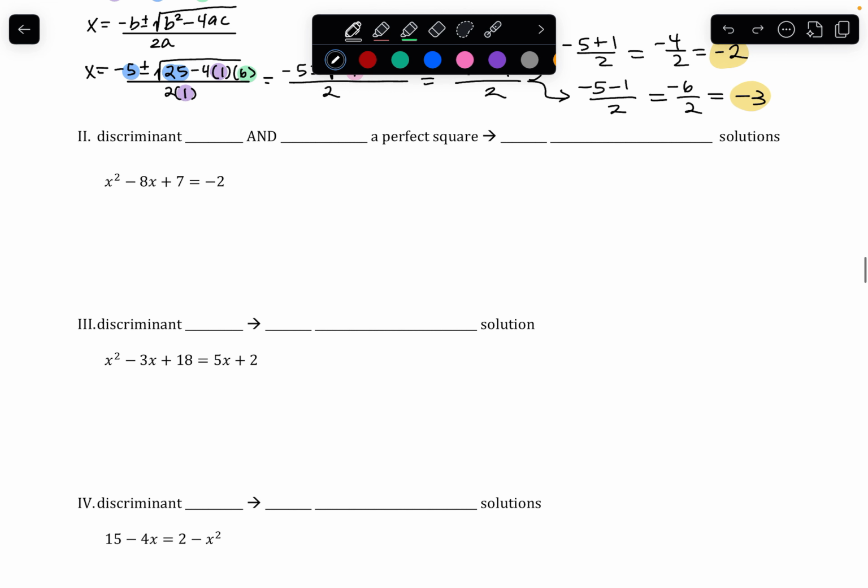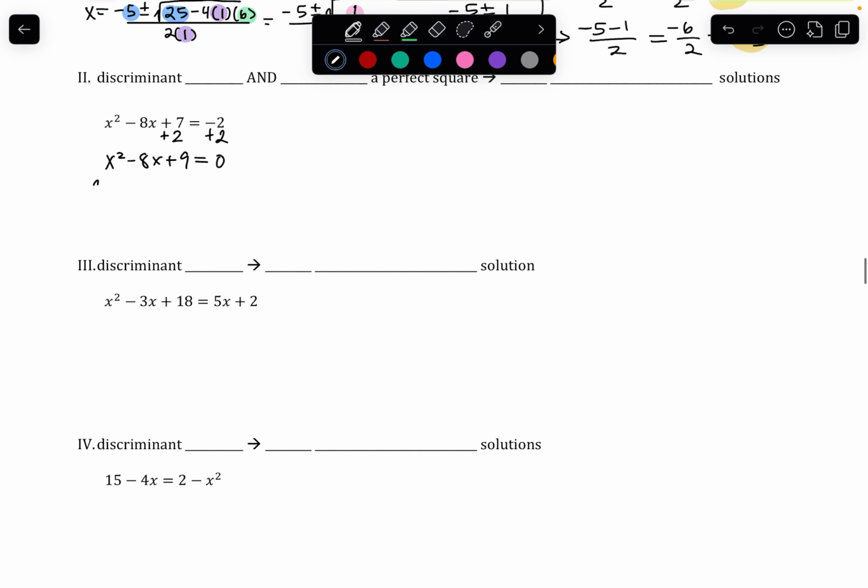In this next example, we're not set up just yet. We have to have equal to 0. We need to add 2 to both sides, giving us x squared minus 8x plus 9 equals 0. Now we're ready. So A is 1, B is negative 8, and C is 9. To use our formula, x equals negative b plus or minus the square root of b squared minus 4ac all over 2a.